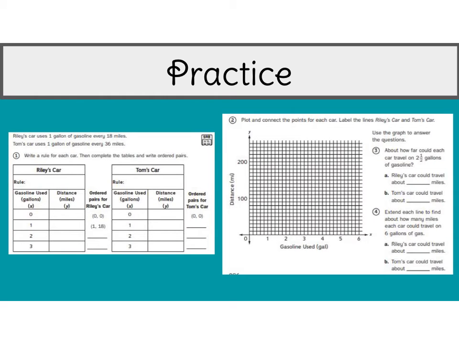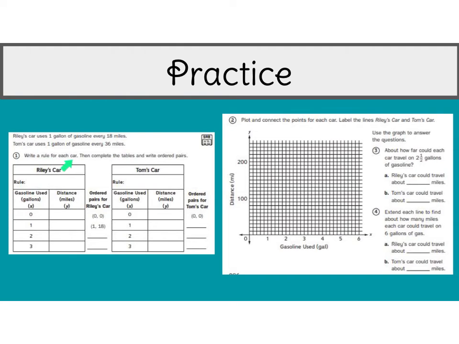So for practice today, I wanted to go through a problem just to show you what you're going to be doing with the work that you'll have. So on the left, we've got the problem itself, and I've broken it into two parts here to get it to fit on the screen. But we have Riley's car uses 1 gallon of gasoline every 18 miles. And then we have Tom's car uses 1 gallon of gasoline every 36 miles.